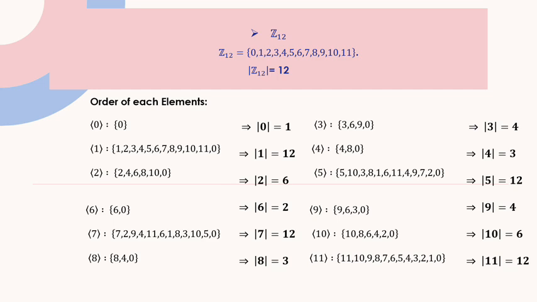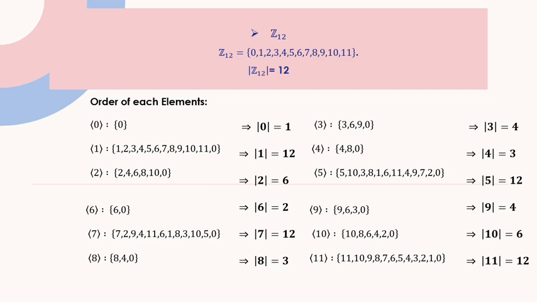For number 6, the elements under number 6 are 6 and 0. Therefore, the order of number 6 is equal to 2. For number 7, the elements under number 7 are 7, 2, 9, 4, 11, 6, 1, 8, 3, 10, 5, 0. Therefore, the order of number 7 is equal to 12. For number 8, the elements under number 8 are 8, 4, and 0. Therefore, the order of number 8 is equal to 3.